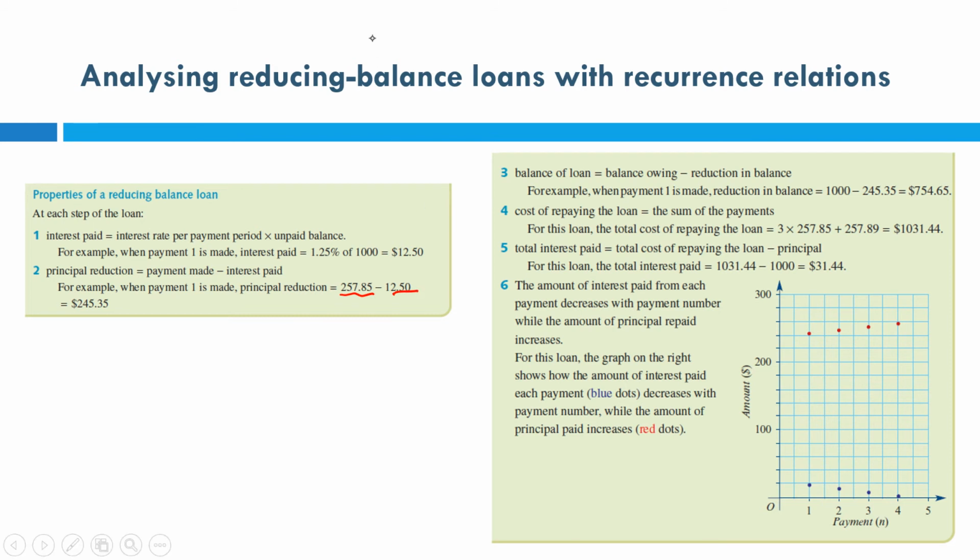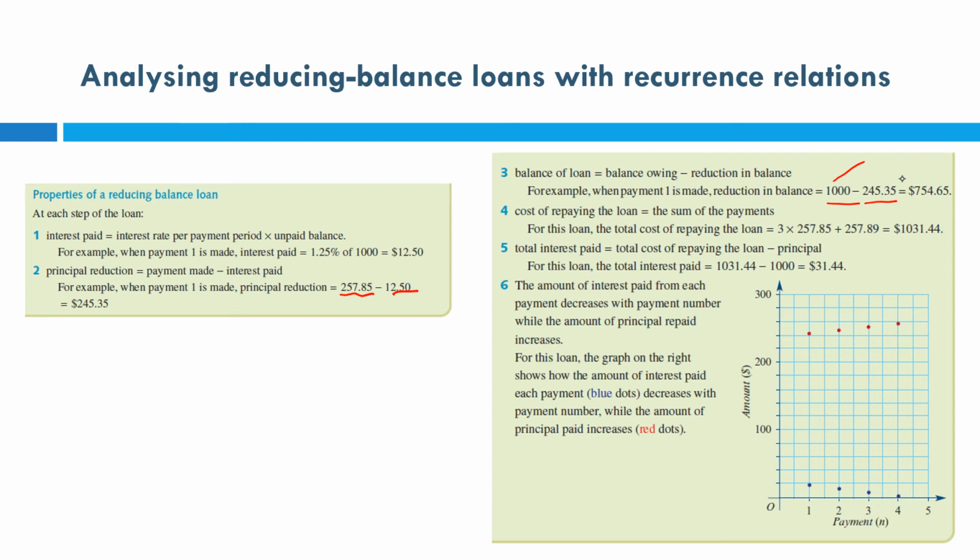And if we look at what that looks like, if you go to part 3 there, the balance of the loan is what you owe, take away the reduction in the balance. For example, in that case, we had 1,000 that we started with. We've taken away $245.35, not our repayment amount of $257.85. Correct, because we owe them $12.50 for servicing that loan for us.